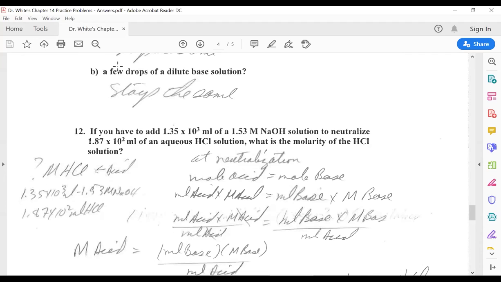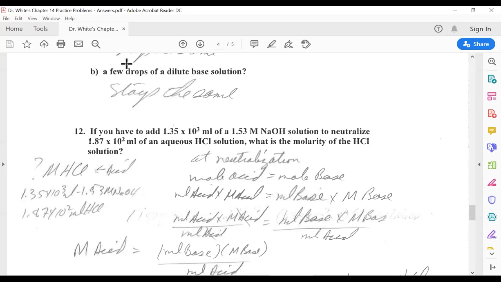All right. Number 12, 10 points. If you have to add 1.35 times 10 to the third milliliters of a 1.53 capital M NaOH solution to neutralize 1.87 times 10 squared milliliters of an aqueous HCl solution, what is the molarity of the HCl solution? This is a titration.